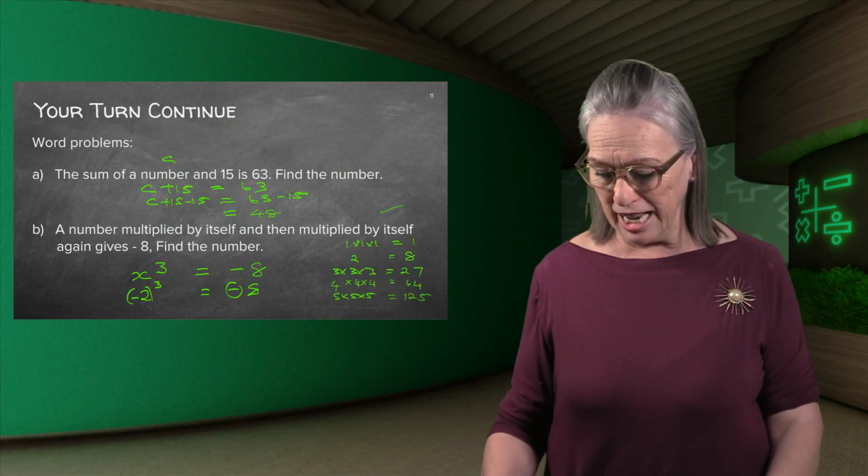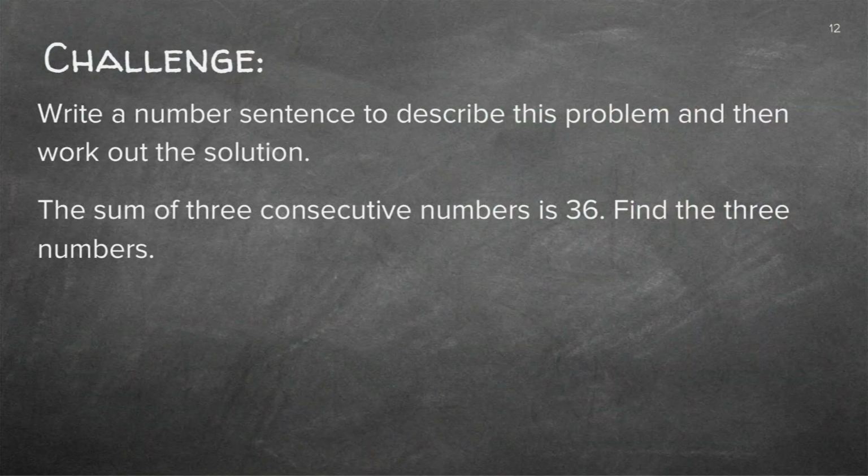Now I'm going to give you a challenge. I want you to read this carefully. Write the number sentence to describe the problem and then work out the solution. The sum of 3 consecutive numbers is 36. Find the 3 numbers. The sum of 3 consecutive numbers, so numbers one after another, is 36. So I want you to pause and see if you can work this one out.